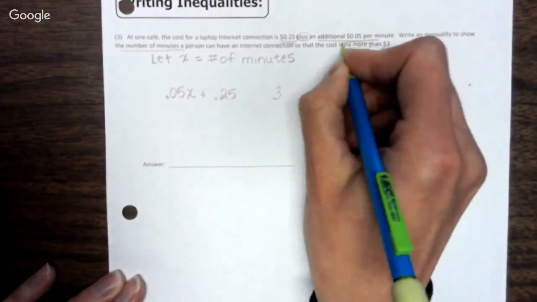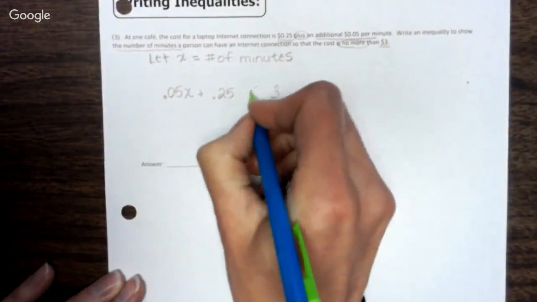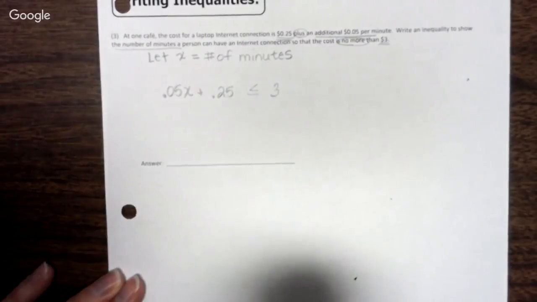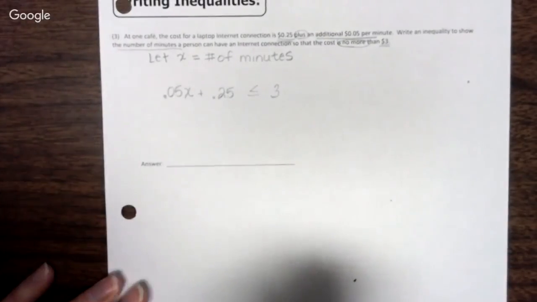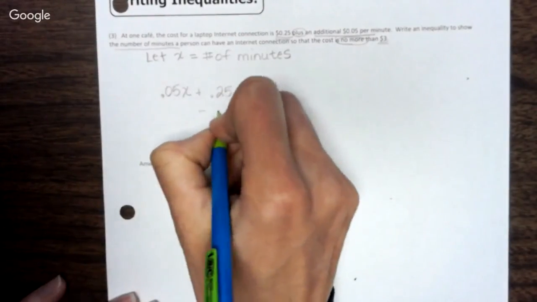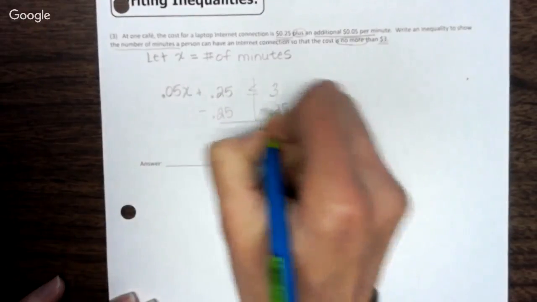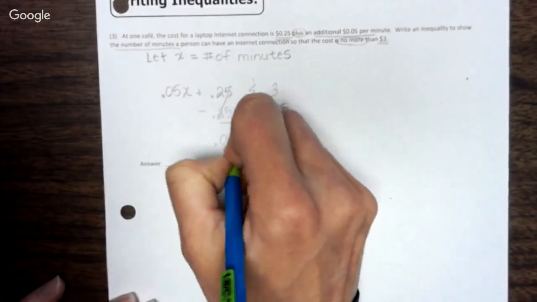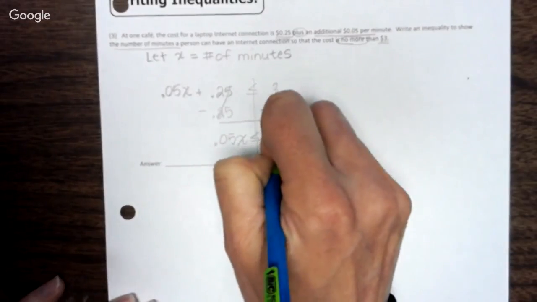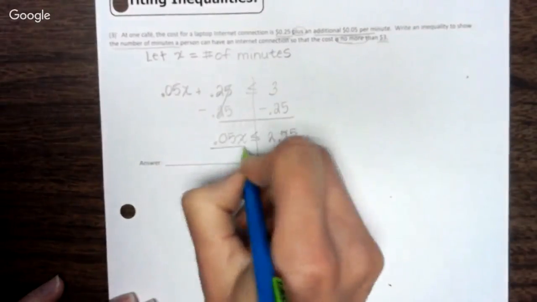And it says we want no more than $3. That means that we want to spend less than $3. But we can spend $3, which means our symbol is going to be less than or equal to. So here's our inequality. Now let's solve it. We're going to subtract 0.25 from both sides. So 0.05x is less than or equal to 3 minus 0.25, which is 2.75.